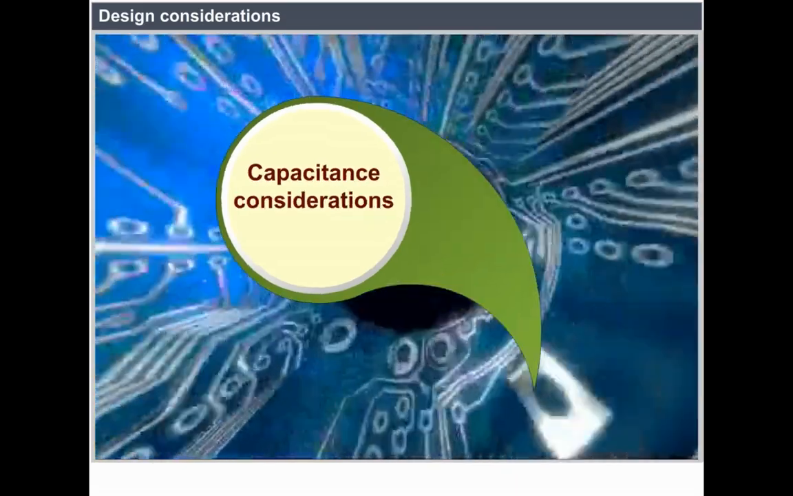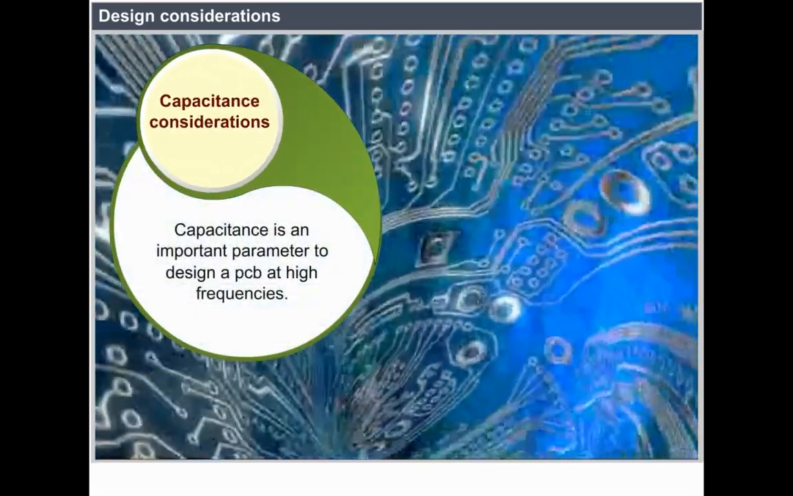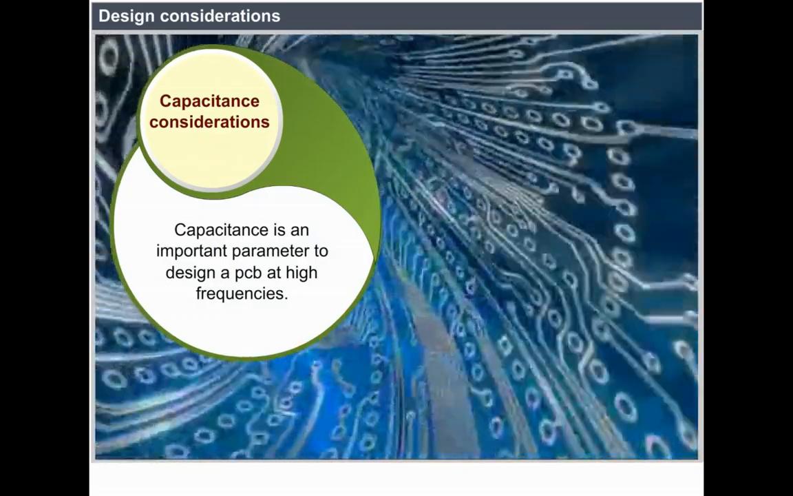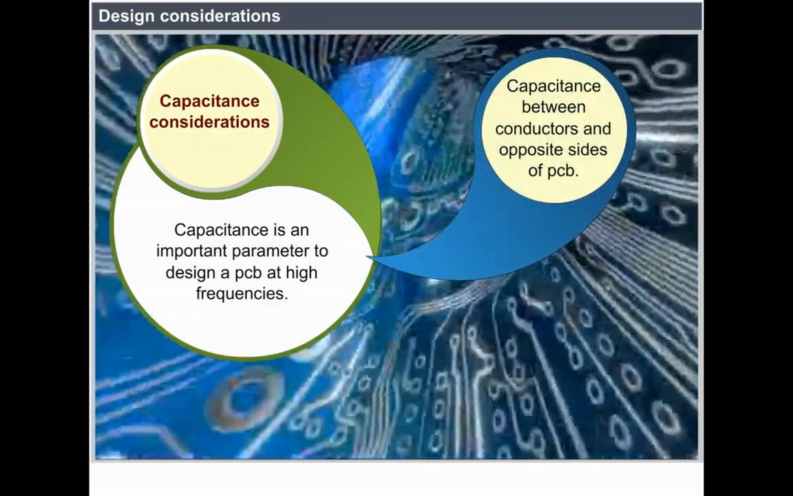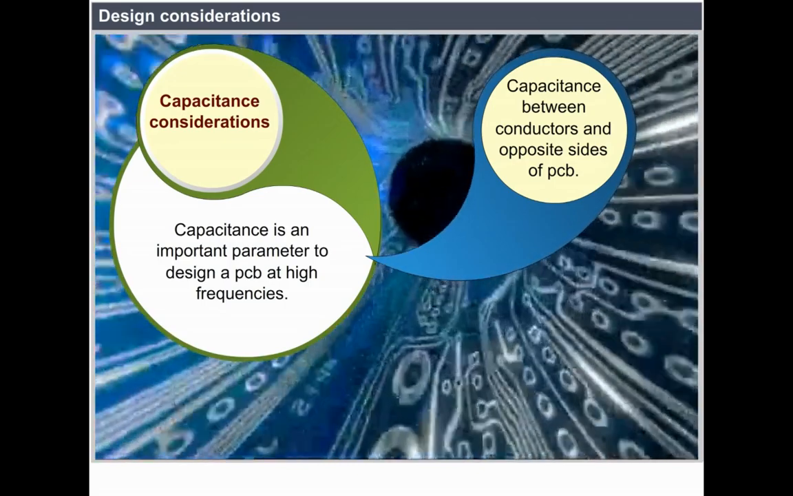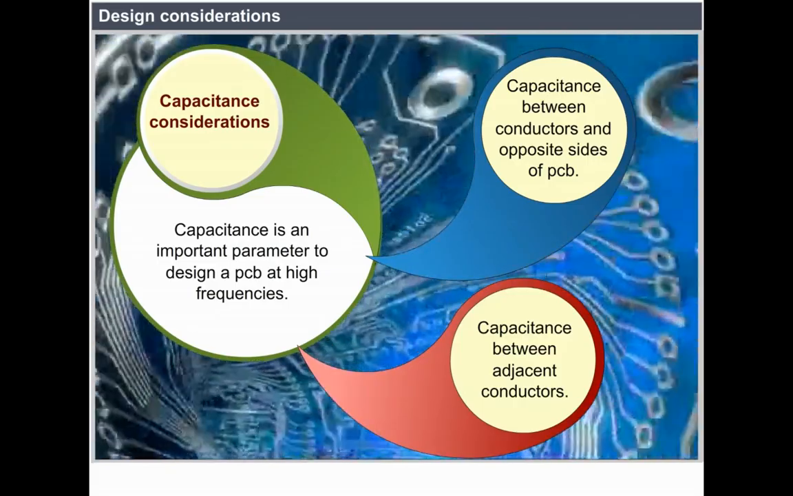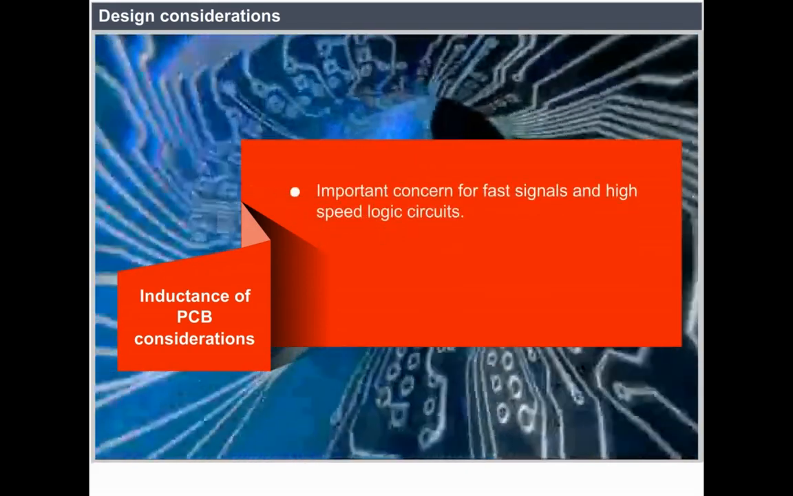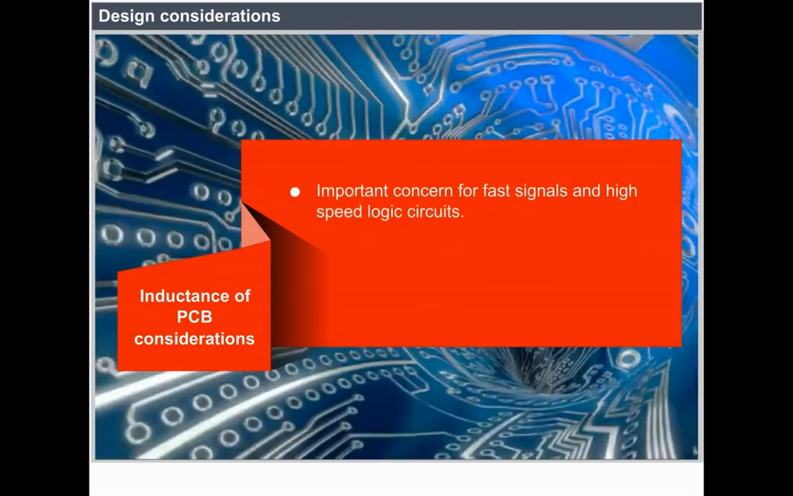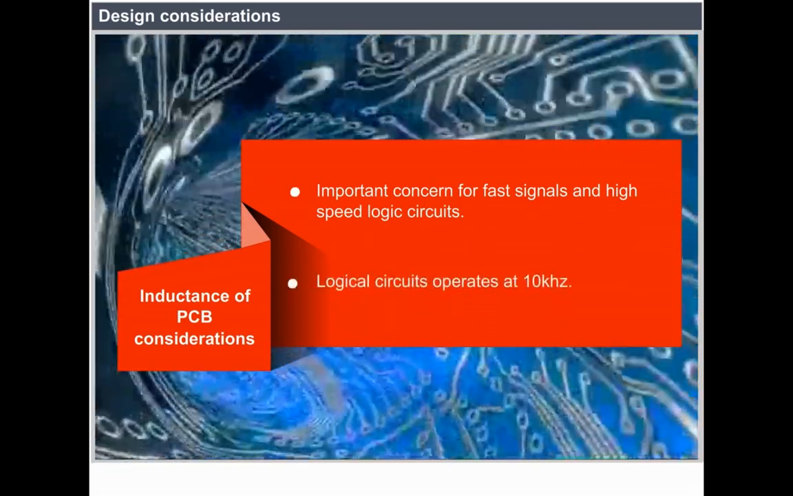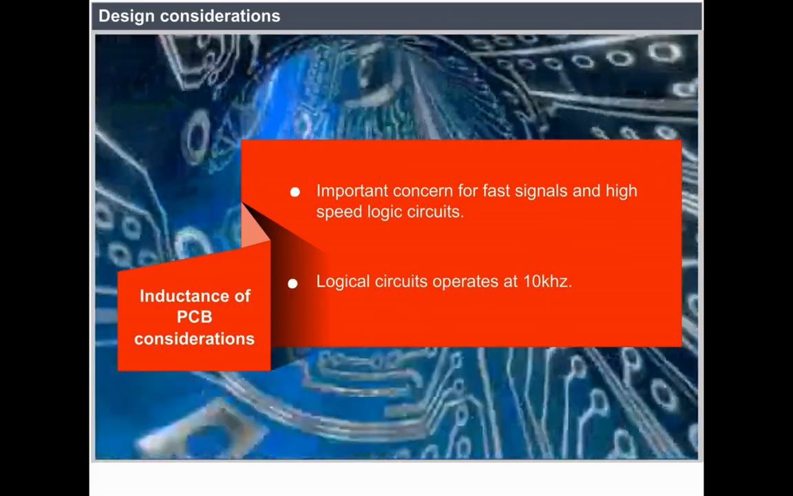Capacitance considerations. Capacitance is an important parameter in designing a PCB at high frequencies. Capacitance between conductors on opposite sides of the PCB. Capacitance between adjacent conductors. Inductance of PCB considerations. An important concern for fast signals and high-speed logic circuits. Logic circuits operate at 10 kHz.